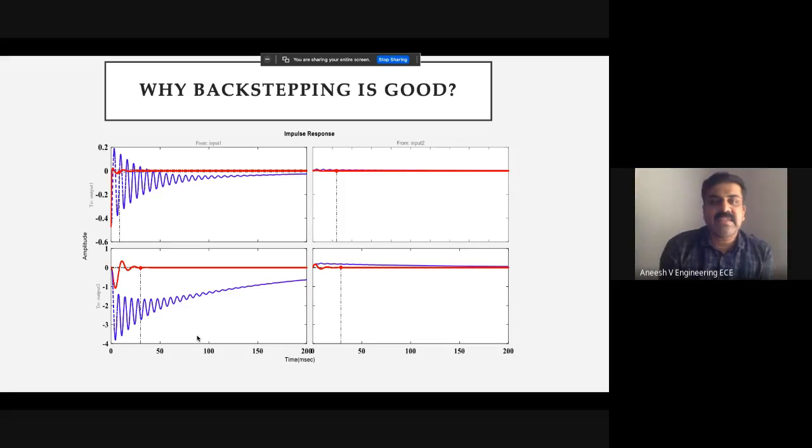If you look at this blue line, after 150 milliseconds, or between 150 and 200 milliseconds, the system is not achieving stability. Still, it has certain oscillations. But with the help of this backstepping controller, the system comes to the settling point at a minimum level, less than 50, I think it is less than 10 milliseconds. That is the main advantage of backstepping.